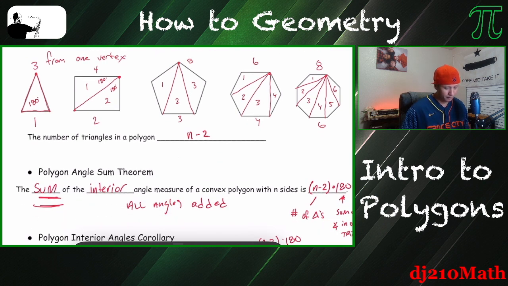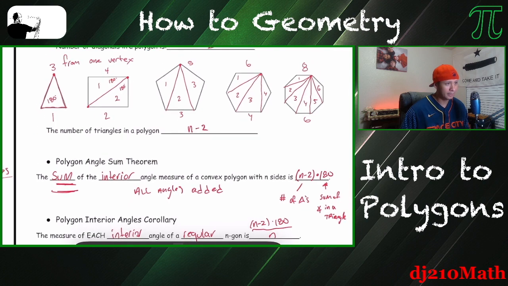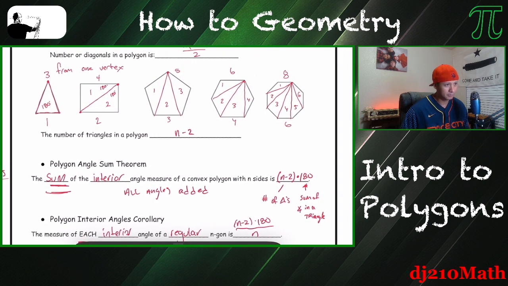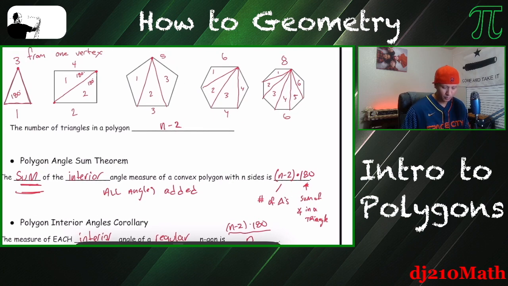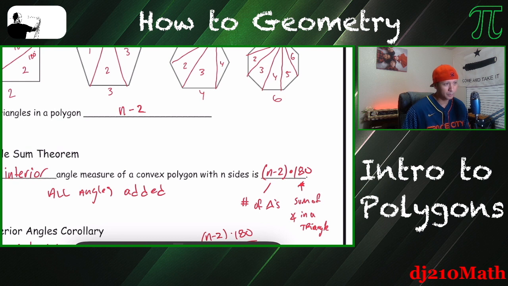So the sum of the interior angles in a convex polygon with n sides, right? It doesn't matter what the sides are, will be n minus 2 times 180. So this means you add up all the angles in whatever side polygon you have, and it's the number of triangles, n minus 2, times 180, right? And that would be the total degrees for whatever polygon you have.